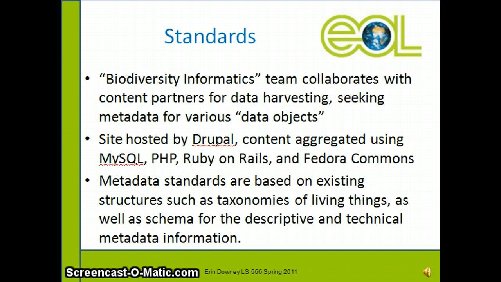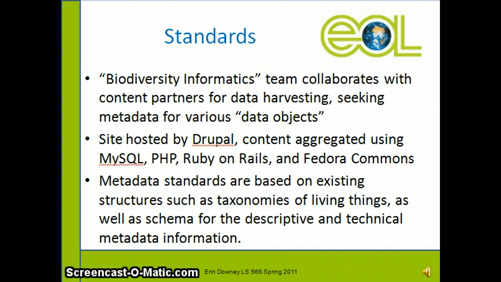There's a biodiversity informatics team, and they work with the content partners for data harvesting. So what they're looking for are various data objects scattered all about the web. So if they have a page on one particular species, they want to run off and get a paragraph about what it is that a marmot eats, and they're going to grab it from another website. So it needs to have specific metadata so that their site knows that this is the part about what marmots eat. The site content's hosted by Drupal, and then it's aggregated using a variety of different programs.